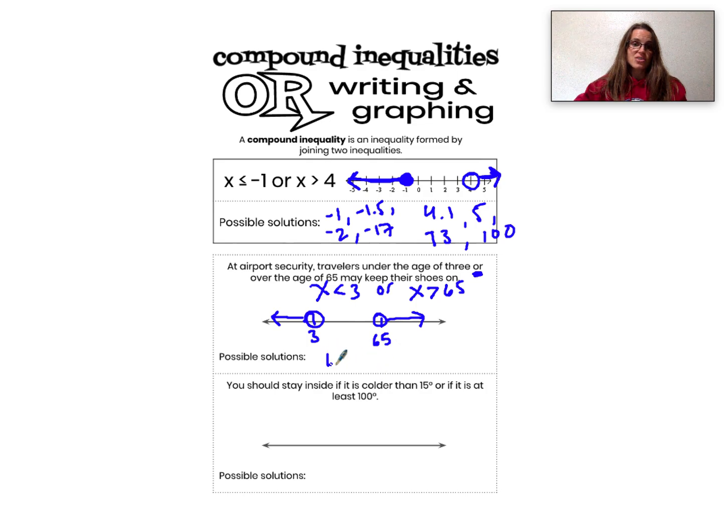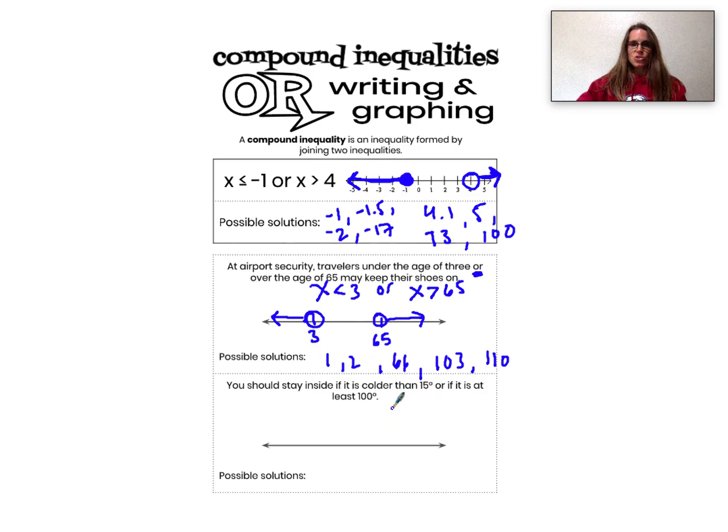Possible solutions are it's okay to be 1 or 2 or 66 or 103 or 110. I guess it's okay to be 3,000 years old. I guess it's okay to be -10, technically.